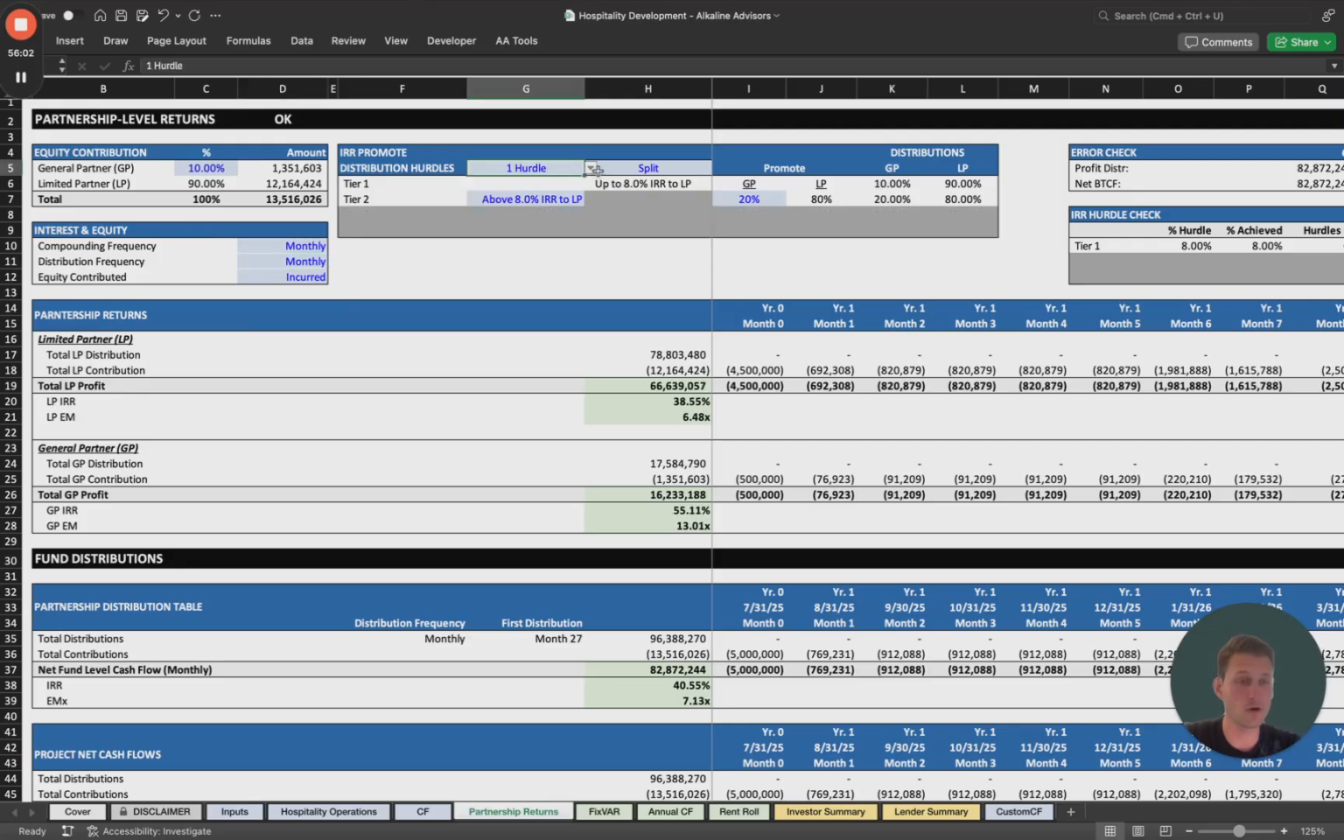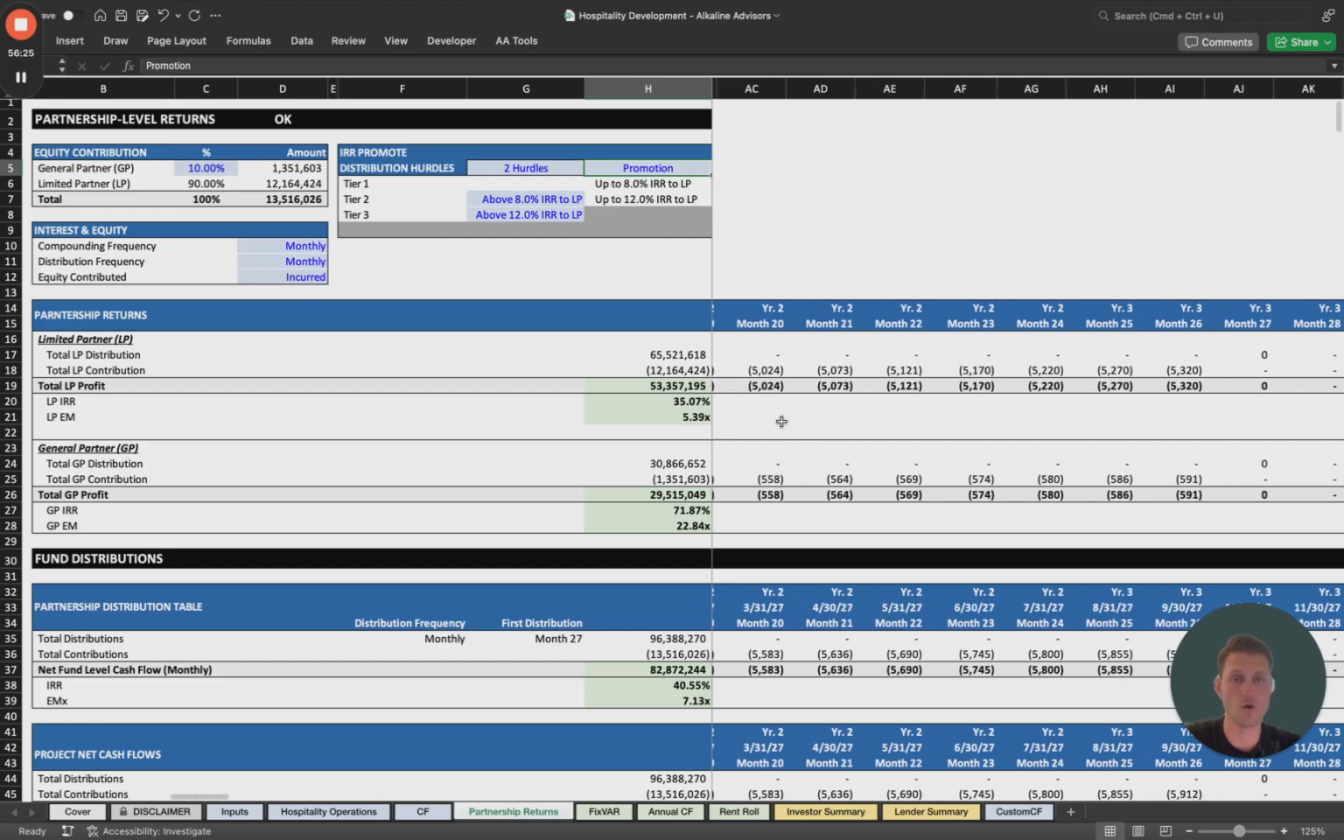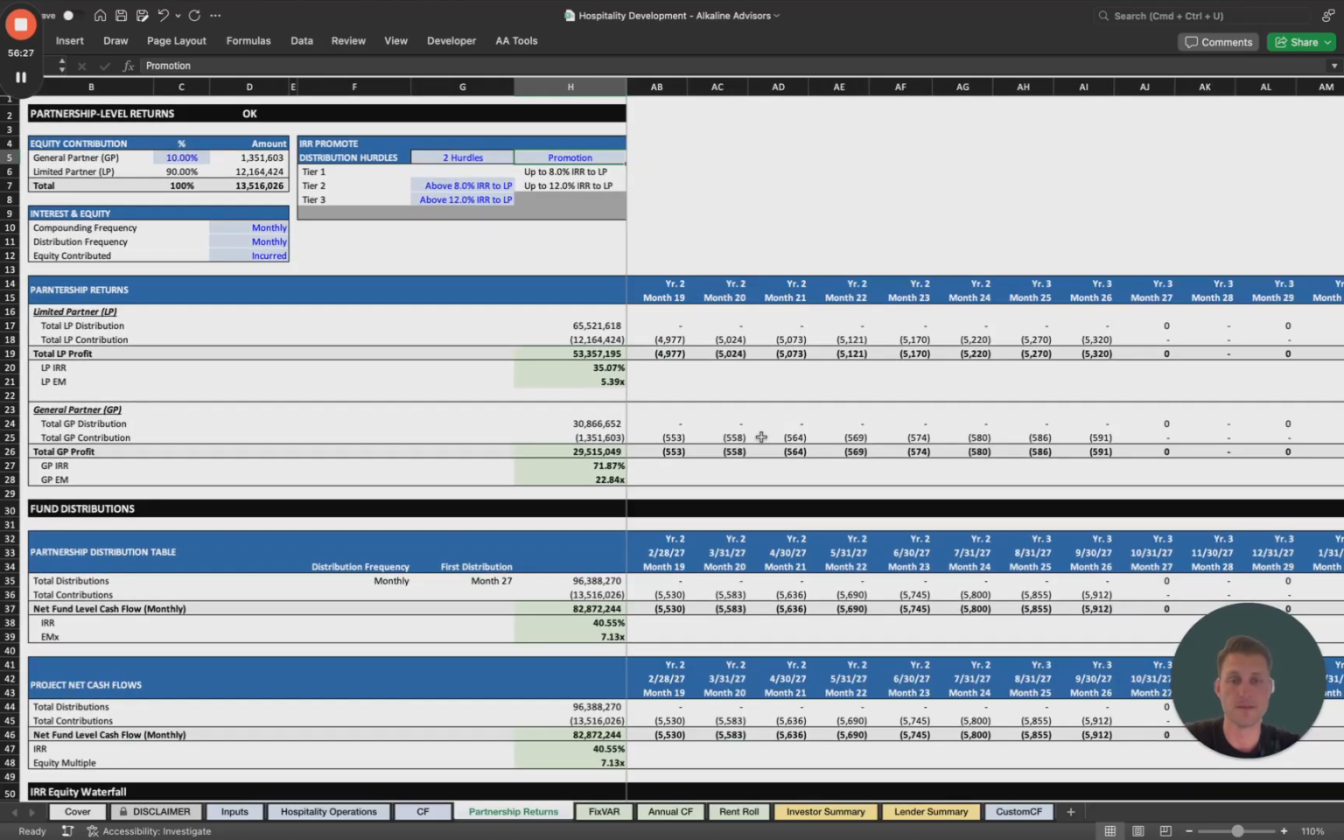What does the waterfall structure look like? Is there 1 hurdle, 2 hurdles? Is it pari passu? If there's, let's say, 2 hurdles, what is that first pref amount, and then that first promote, and then that second pref for the second promote? Is it a true promote structure, or are we just splitting X and Y percent to the GP and LP? So you can choose thereafter, and then everything will flow accordingly to the GP and LP.